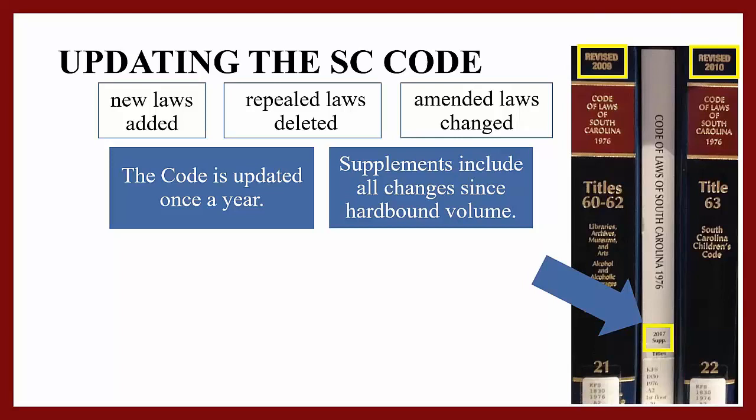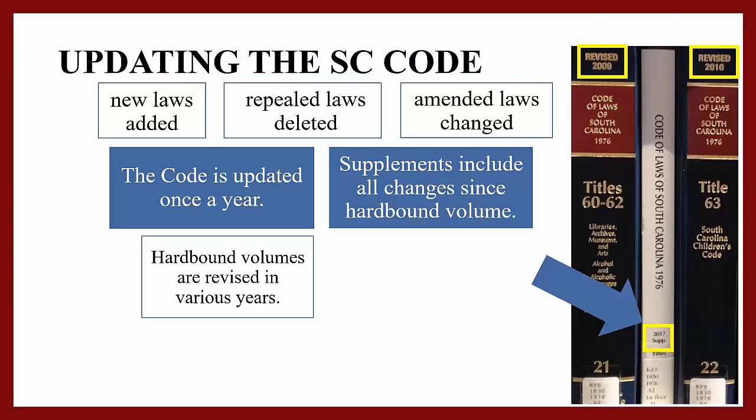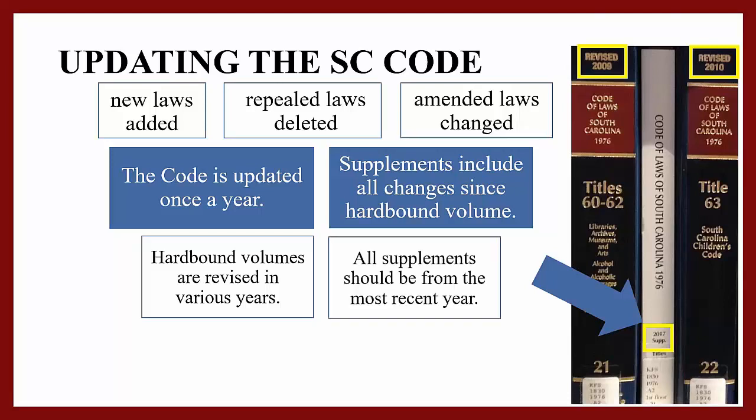They include all of the changes since the last hardbound volume was published. They don't want to incur the cost of revising the whole hardbound volume and having to ship a whole new set of hardbound volumes every year. So the hardbound volume is revised in various years. Once that paperback supplement gets too thick and unwieldy, then they revise the hardbound volume and send a new copy of that. All of your supplements, though, on the shelf should be from the most recent year. So this one is out of date. It says 2017. It should be 2019.